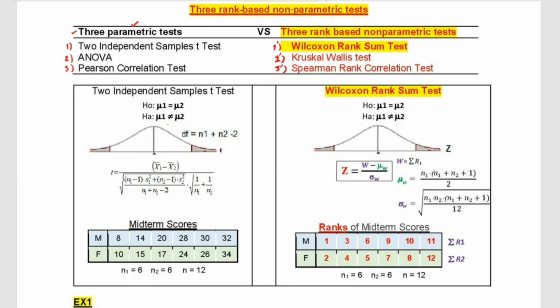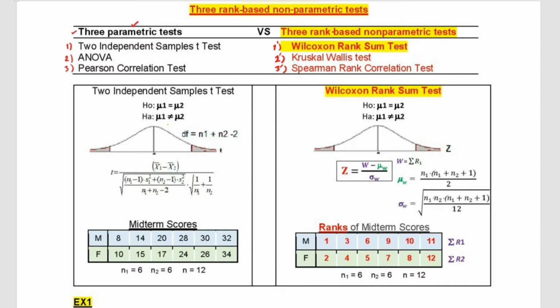Tests for good measurements. Good measurement means basically interval level, at least interval or ratio, and normally distributed population.